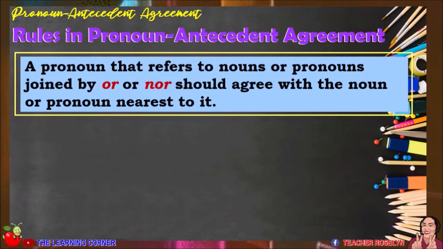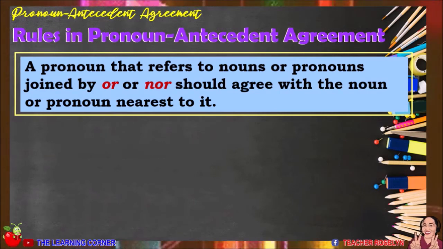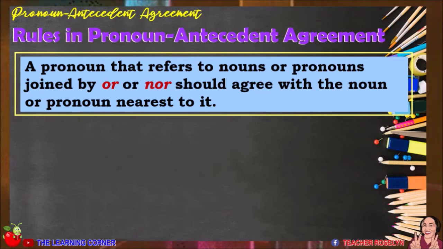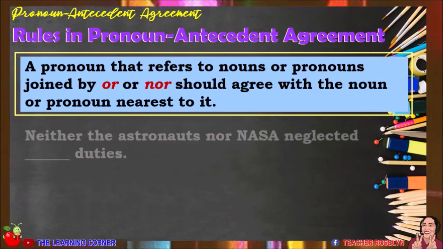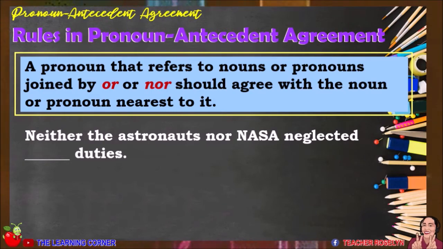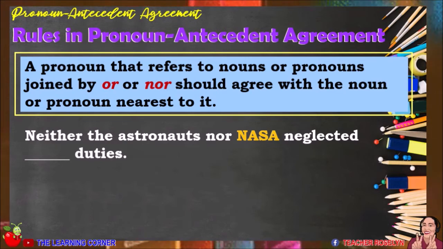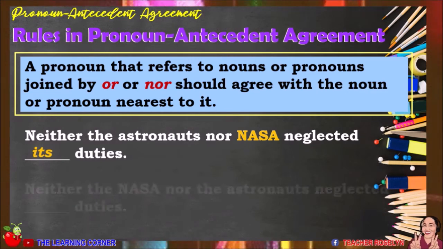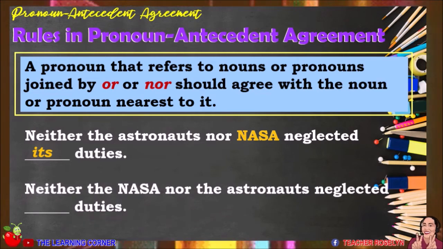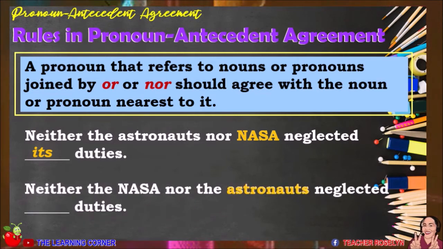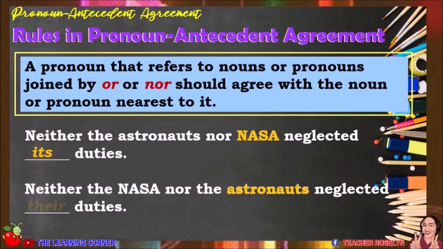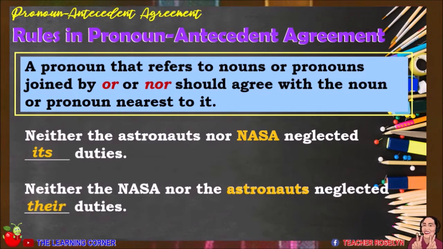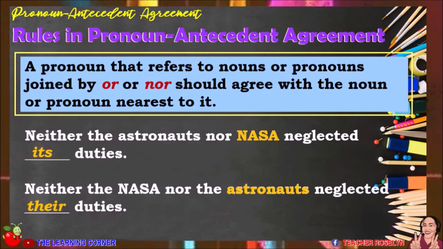A pronoun that refers to nouns or pronouns joined by or or nor should agree with the noun or pronoun nearest to it. For example, in this sentence, the word NASA is the one nearest to the pronoun, so we will use its. Neither the astronauts nor NASA neglected its duties. But if it is the other way around, and the word nearest to the pronoun is the astronauts, we will use the pronoun their, since the word astronauts is a plural noun.